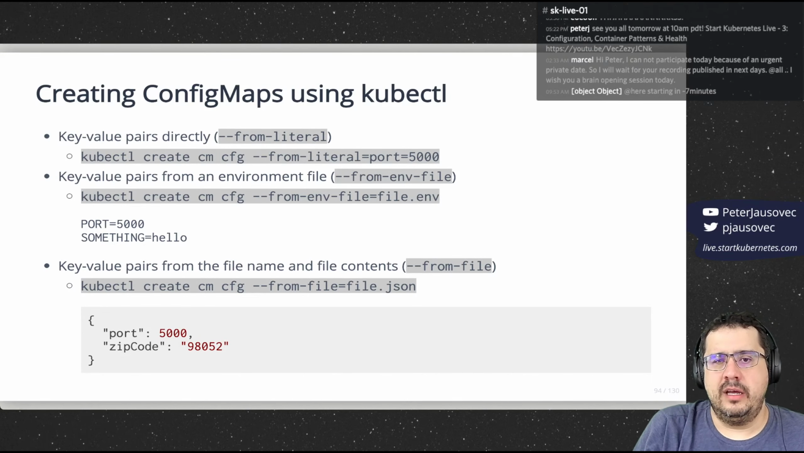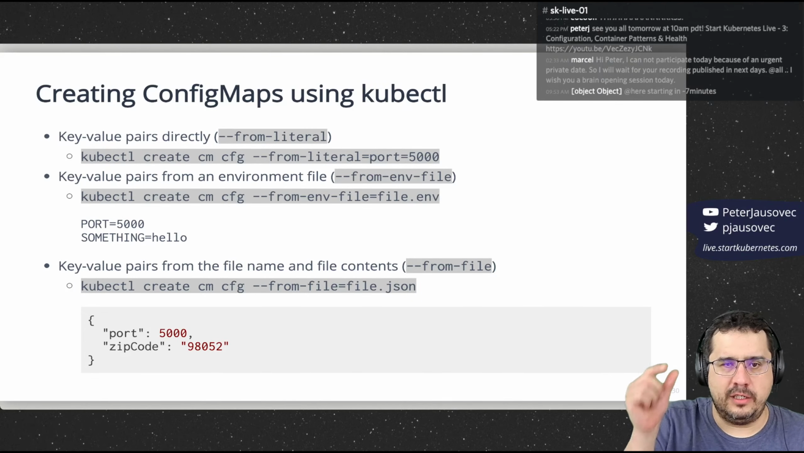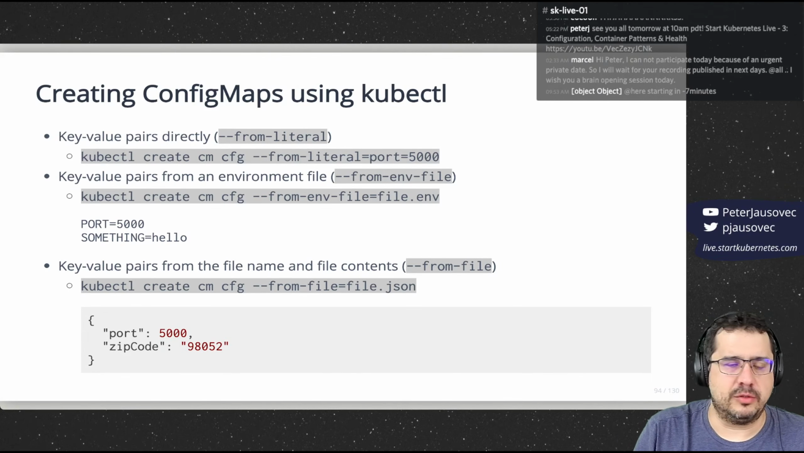The second one is environment files. If you've worked on any applications or websites, you've probably heard about environment files. They're just plain text files that have key value pairs in them, and those usually get set as environment variables in the environment. So instead of using --from-literal 500 times or 10 times, or however many environment variables you have, you can use --from-env-file and just point to that specific file, and it will create the values for you in the config map.